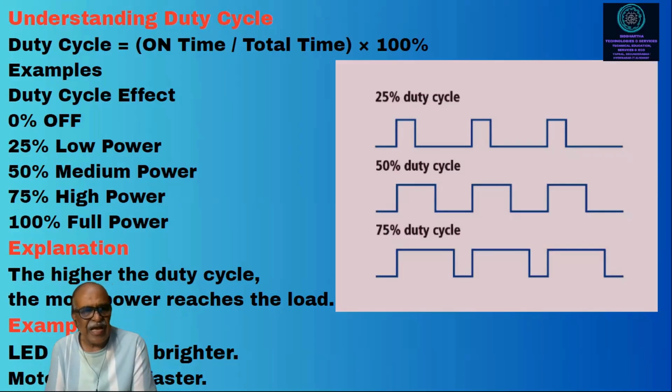So let's have an explanation. The higher the duty cycle, the more power goes to the load. 100% means it is on every time. For example, the LED becomes brighter and the motor rotates faster when the duty cycle is high. That's why we use it here. Let's go to the next slide.